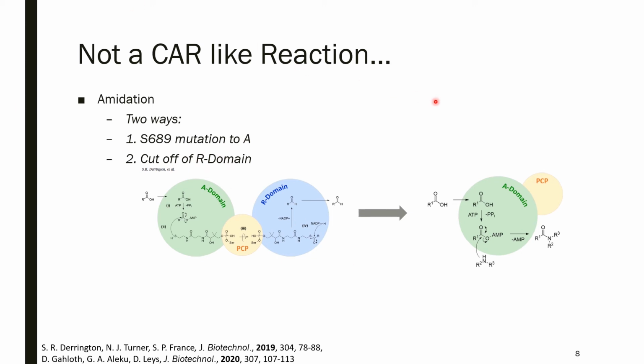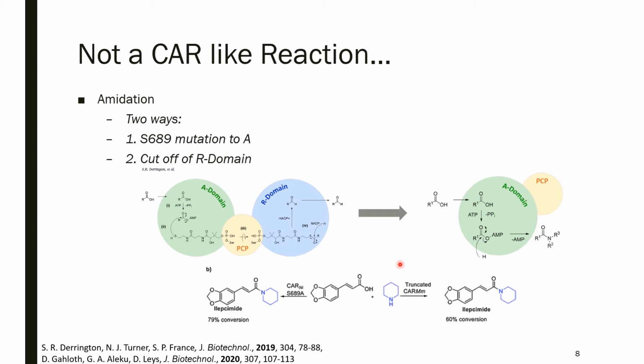In order to show the success of the performed ways, they used the substrates to make ilepcimide, which is a medication against epilepsy. And as you can see, the only difference in these two different ways was in the yield. The truncated CAR got only a conversion of 60%, while the mutated one could even yield a conversion of 79%.